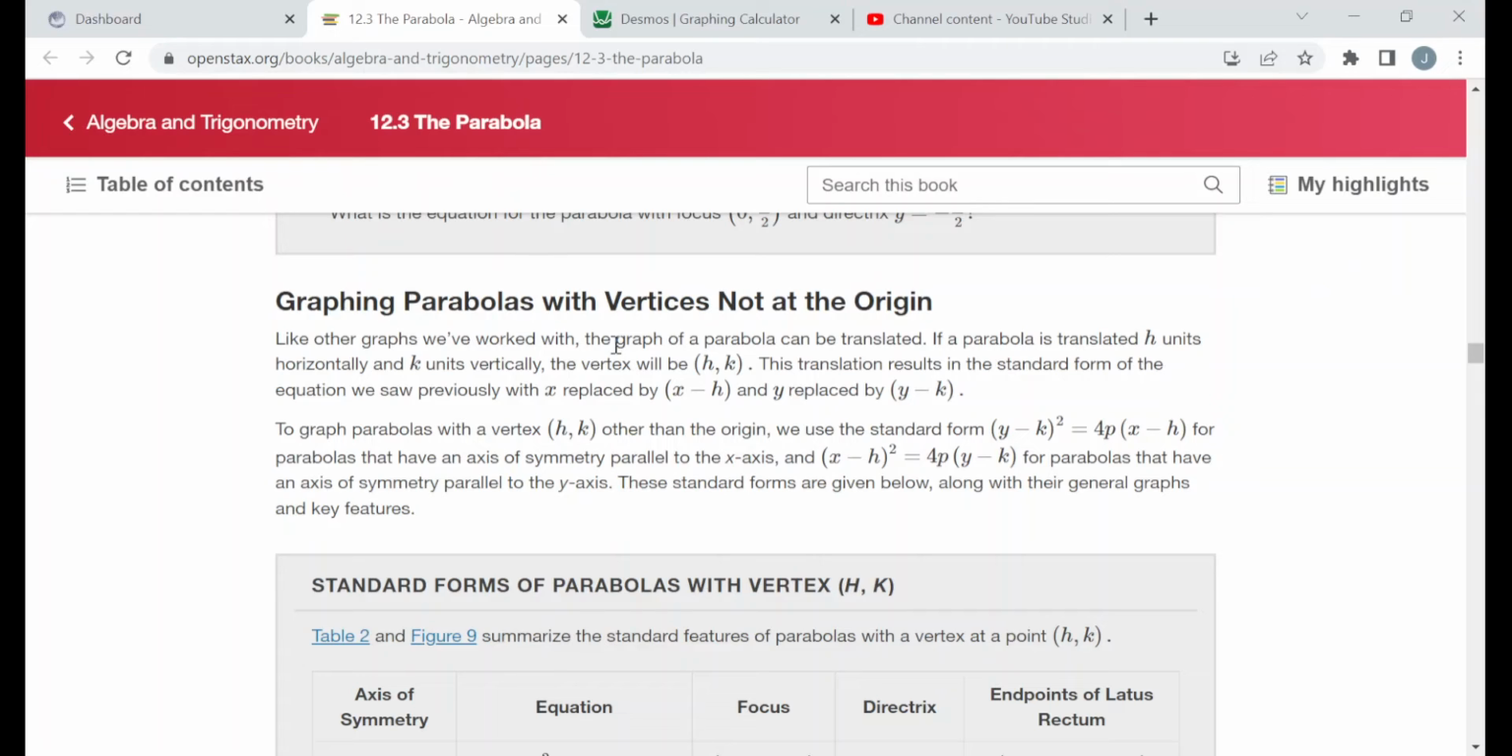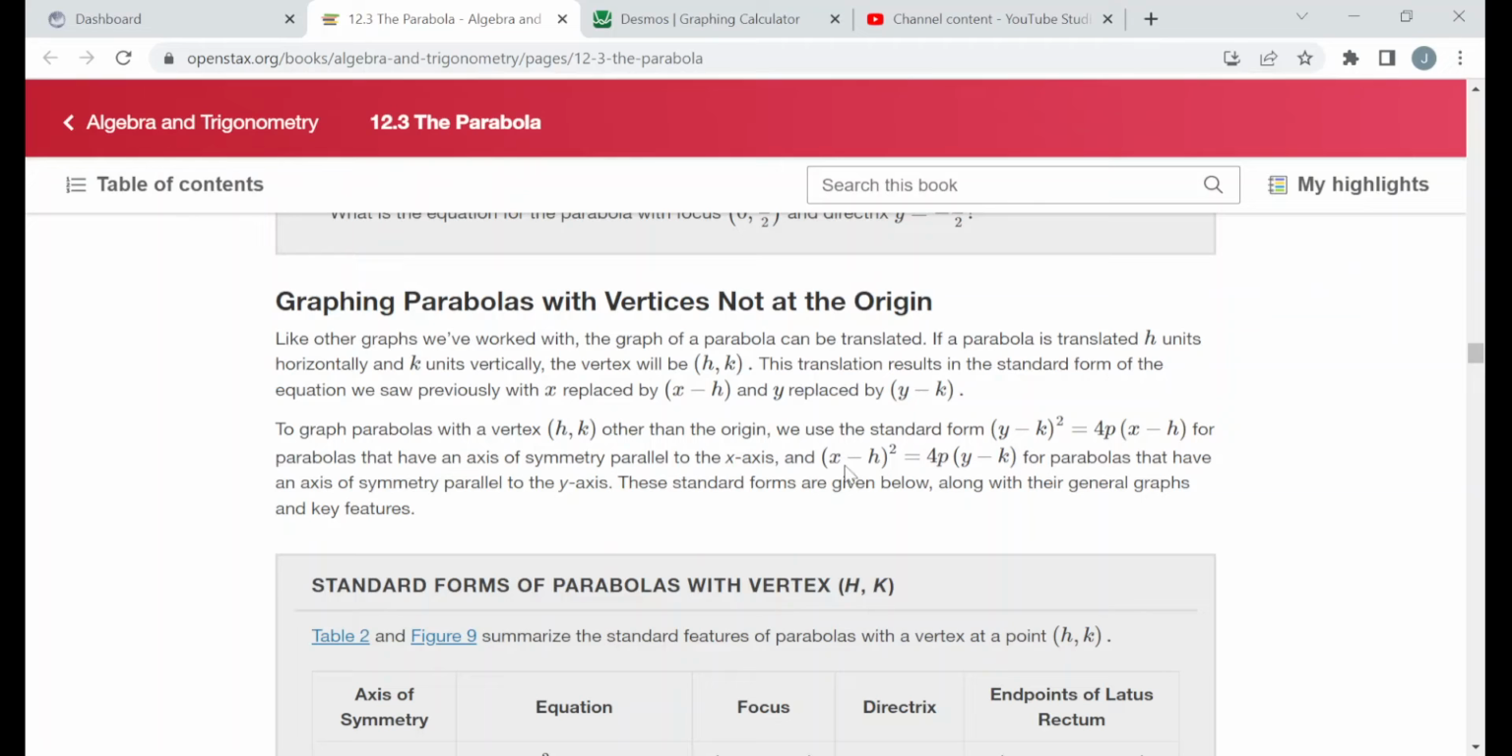Alright, so I'm going to be assuming that you've seen my video or read earlier in this section about graphing parabolas with vertices at the origin. Because the only difference is there's a shift. The origin shifts to the point (h, k), and to do that you take the equation in standard form from earlier when the vertex was at the origin, replace the x with the quantity x minus h, replace the y with the quantity y minus k.